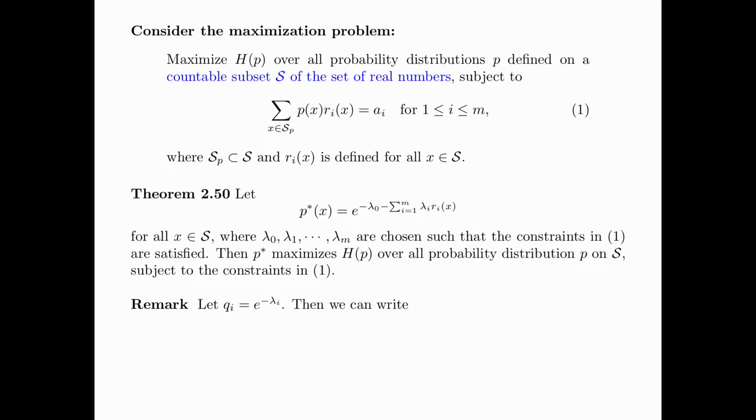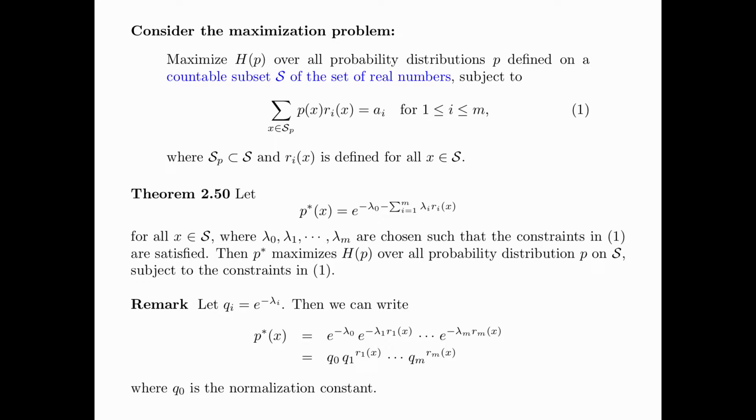If we let q_i equal e to the power minus lambda_i, then we can write P star of x equals e to the power minus lambda_0 times e to the power minus lambda_1 R_1(x) all the way to e to the power minus lambda_m R_m(x), which is equal to q_0 times q_1 to the power R_1(x) all the way to q_m to the power R_m(x). From this form, it is clear that q_0, that is e to the power minus lambda_0, is the normalization constant because P star of x summing over all x must be equal to 1.